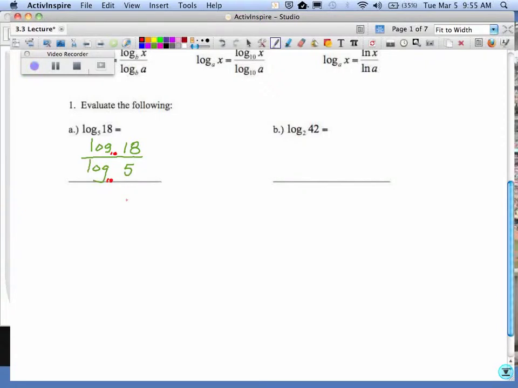Over here, we can do the same thing, and we can put 42 on top, and the base 2 goes on the bottom, but maybe this time we'll do ln. Just so you know, whenever I do a base change, I am that lazy. I will write ln every time because it's 2 letters versus 3. Literally, that's the only reason I use ln all the time. Go ahead and check. You can even do ln of 18 over ln of 5.